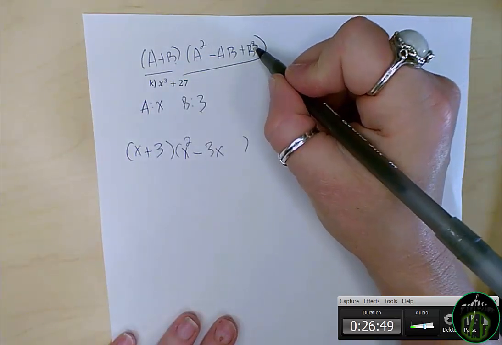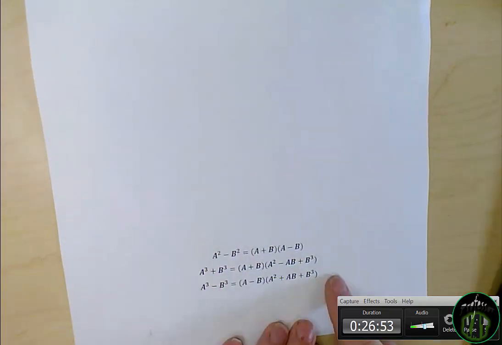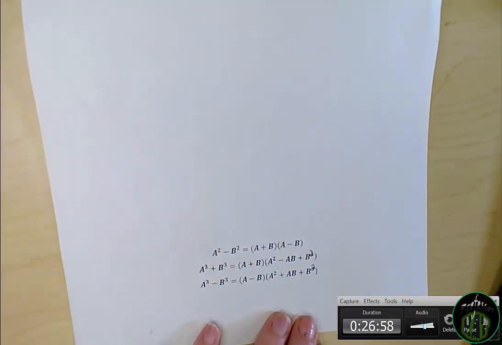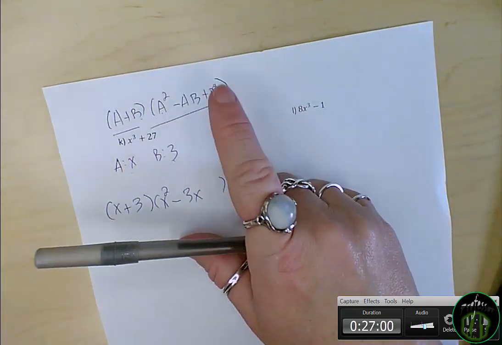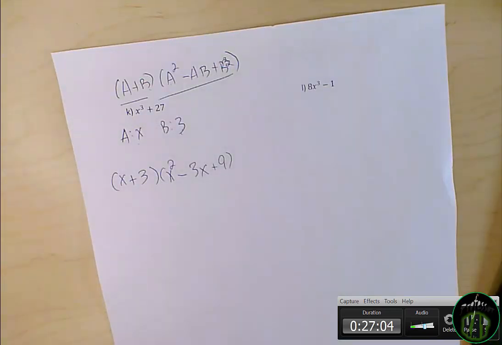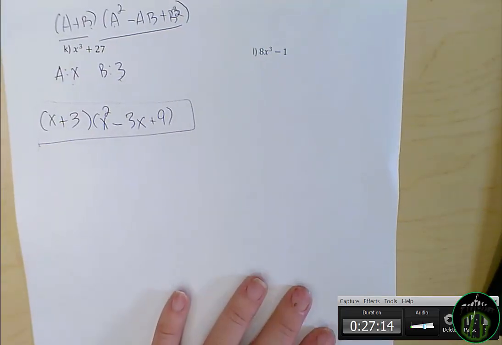Then take b and square it. I'm sorry, that's supposed to be a square. I just realized I wrote cubes down here. I'm so sorry about that. Those are both squares. So plus b squared here, well, b is a 3, and 3 times 3 is a 9. This is our solution.